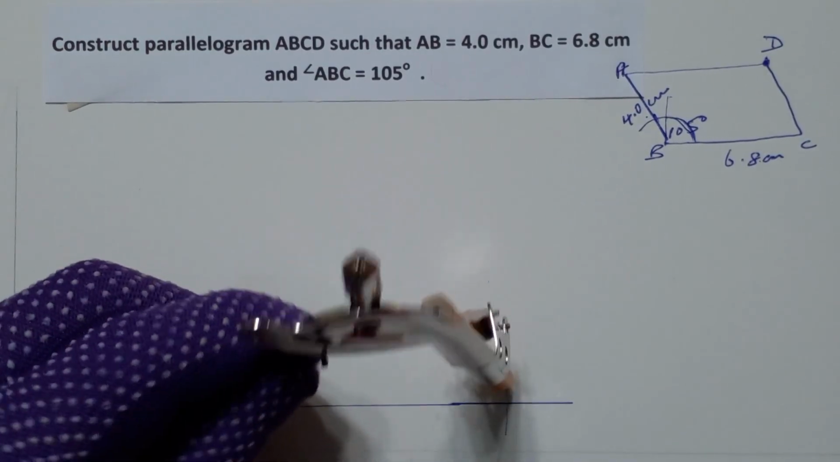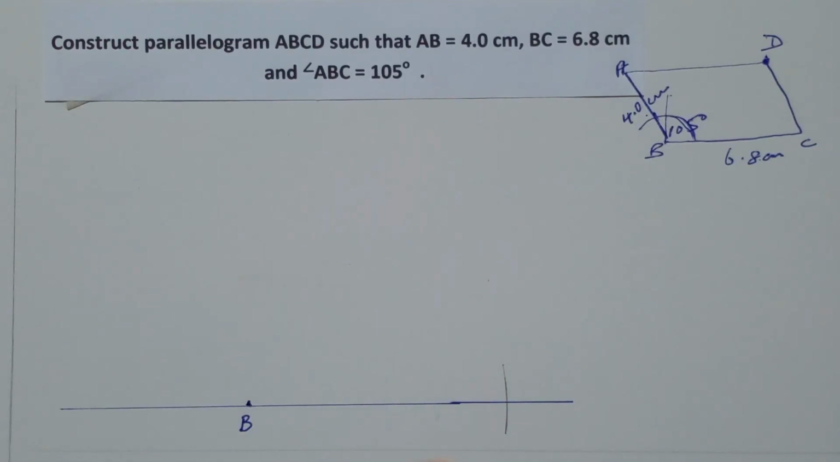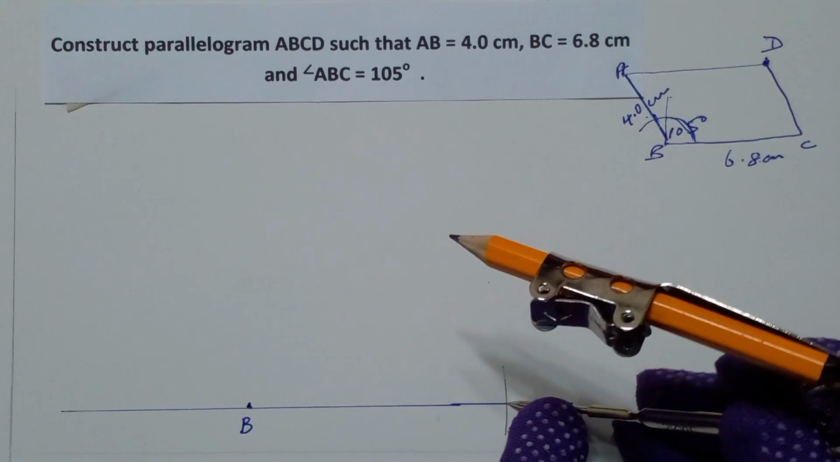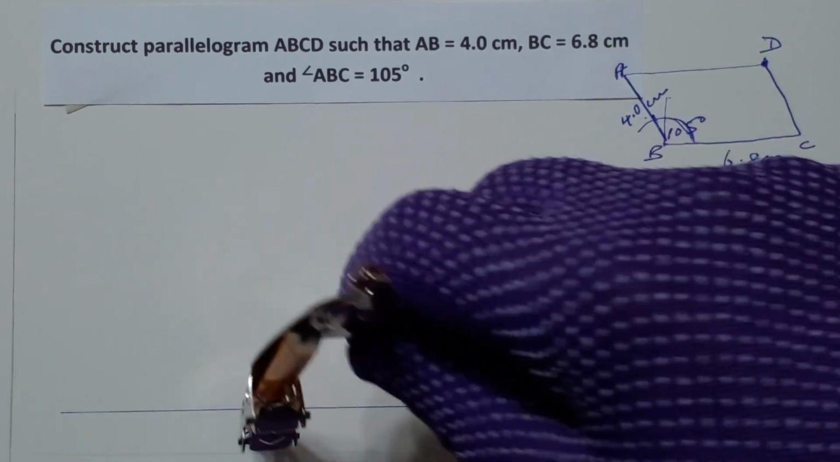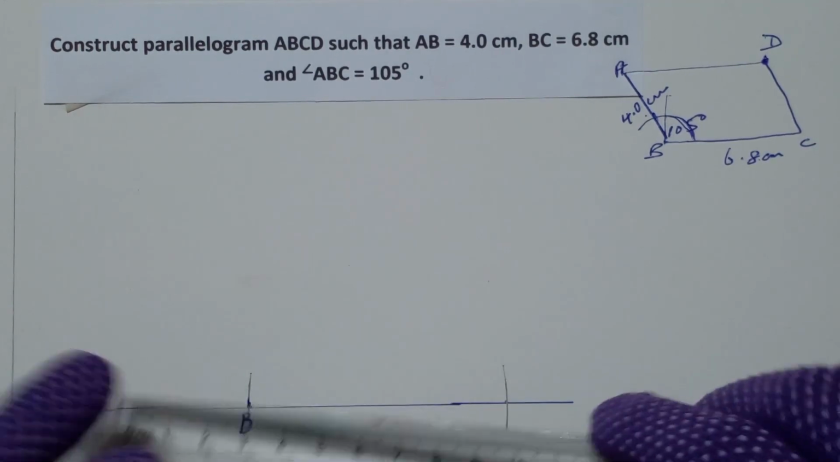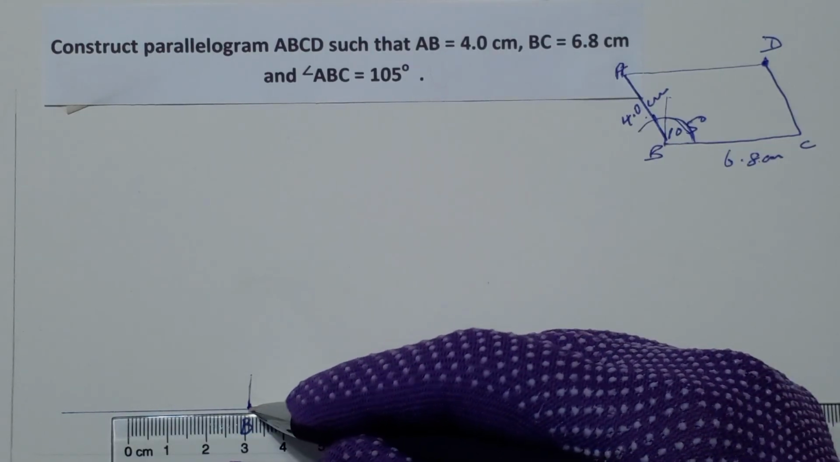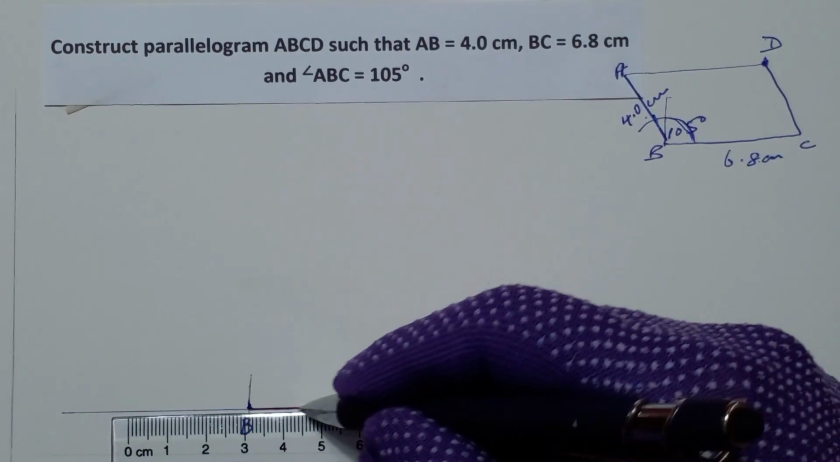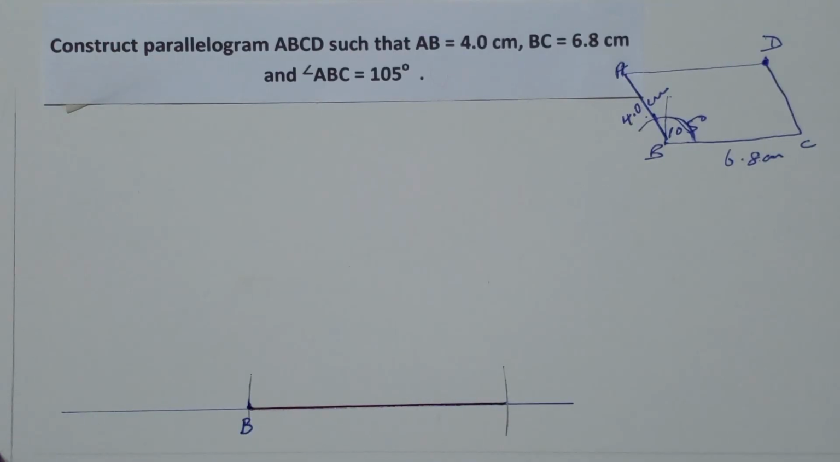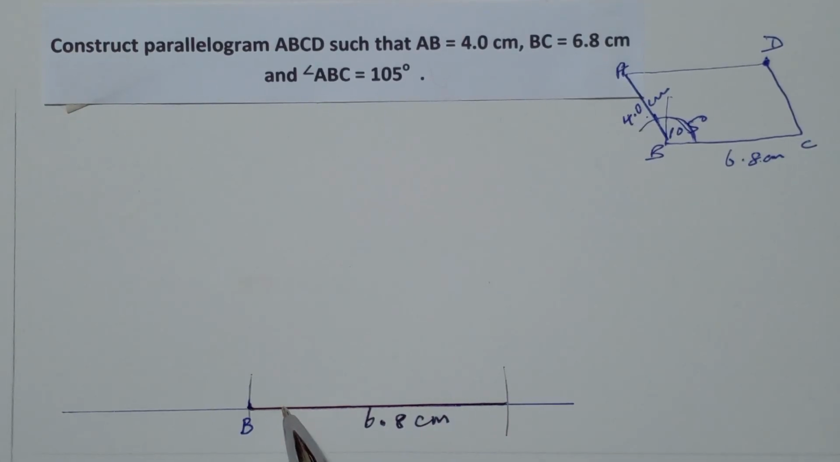Mark off that. Then come on this side. Bold this line between here. And you write in 6.8 centimeters. Now we have to construct an angle here of 105 degrees.